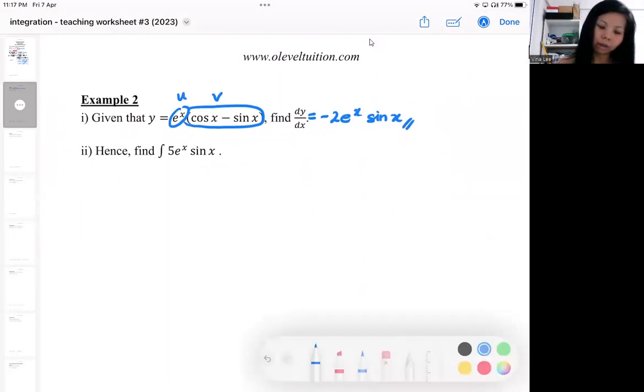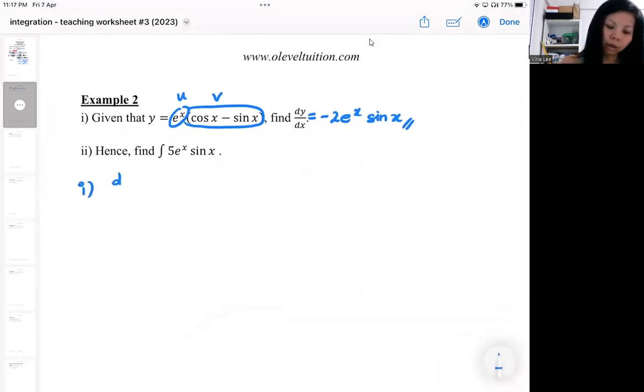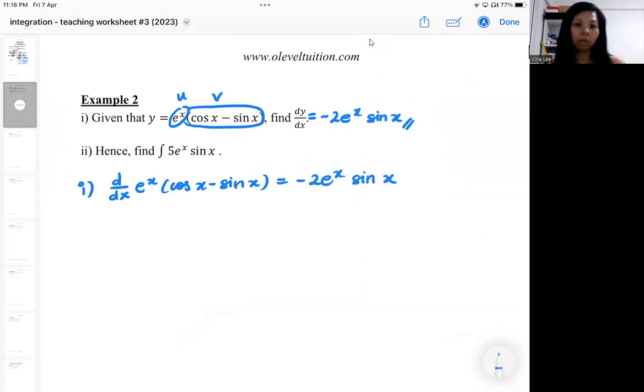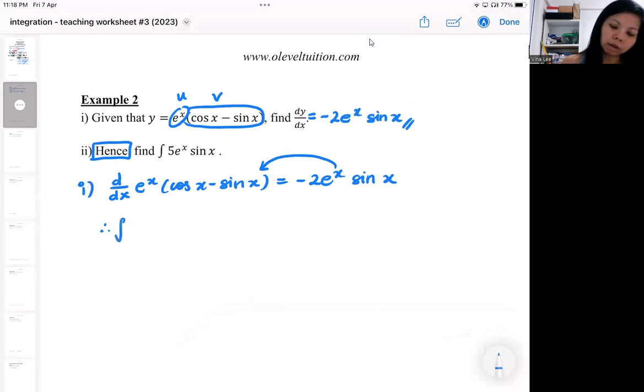Okay, so let's understand the idea first. If I differentiate this using the product rule, I would have gotten this. So if I'm doing the "hence" part, I'm going to undifferentiate it. You undo the differentiation. How are you going to undo the differentiation? You undo it by integrating. So integrating this will give you the original u and v.